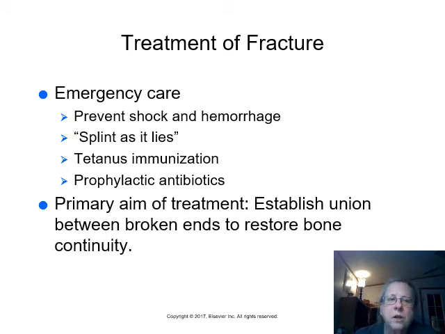Treatment for fractures, once again, emergency care. We're going to treat shock and hemorrhage first. If you do come across somebody who has a fracture, make sure that you are splinting the fracture as it lies right there. Do not attempt to realign the bone. If the person has not had a tetanus within the last 5 years, they typically will give them an injection for that. We'll probably start them on prophylactic antibiotics just as a possibility of infection because of the break in the bone.